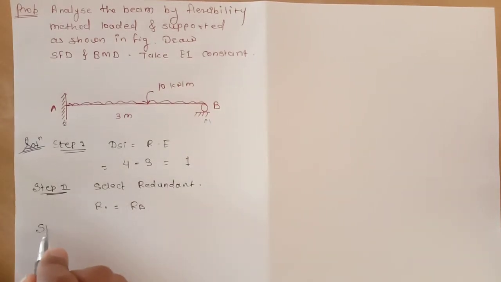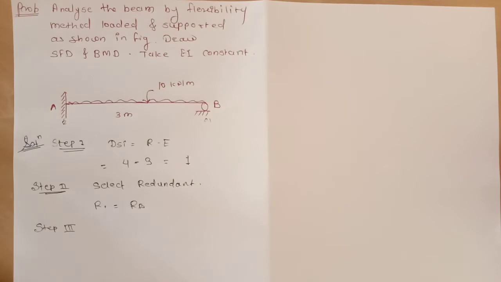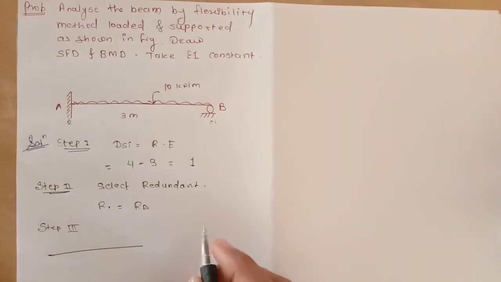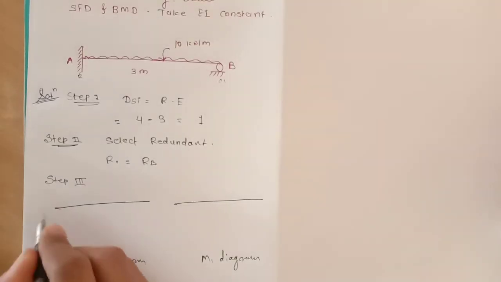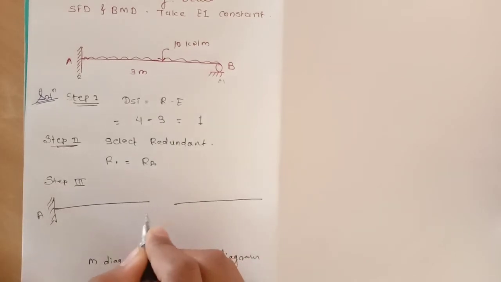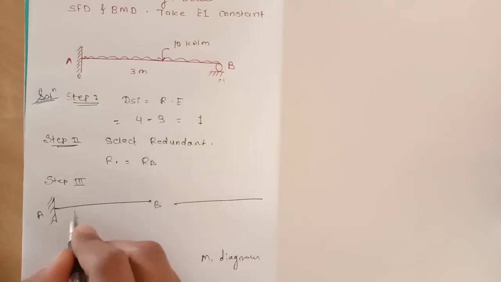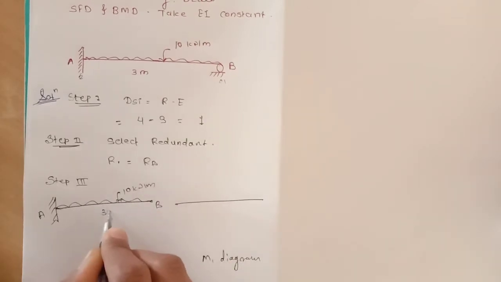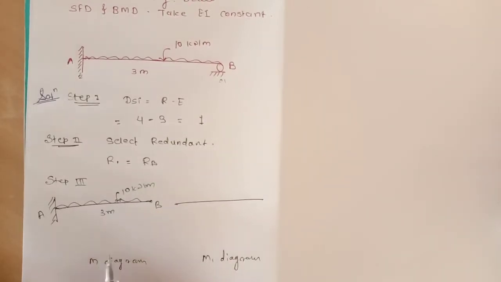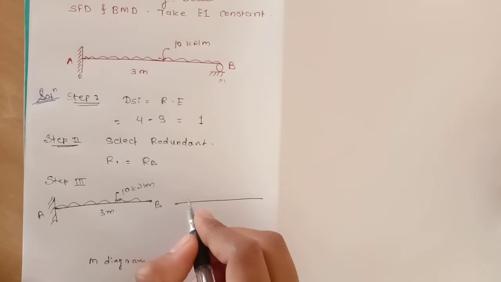Then step number three: remove the redundant force to get a released structure, and also apply a unit force at the redundant. So first we draw the M and M1 diagrams. For the M diagram, A is a fixed support and then B support. Remove the redundant force. Over this beam a 10 kN per meter load acts and the total span is 3 meters. This is our M diagram.